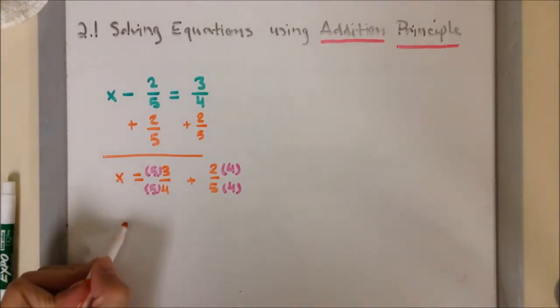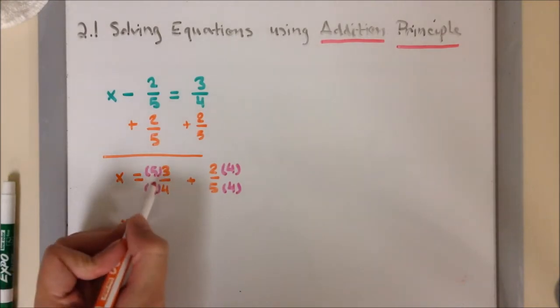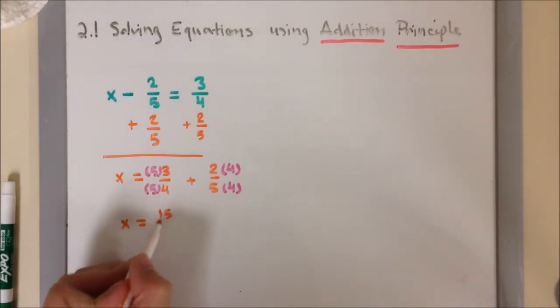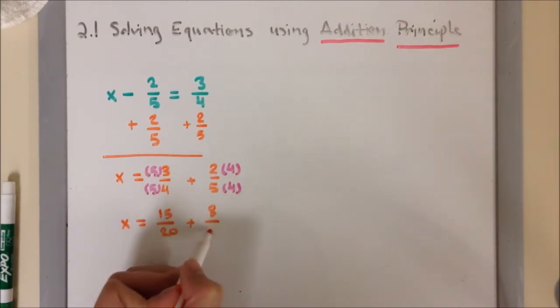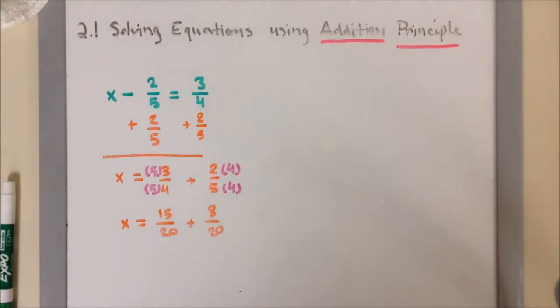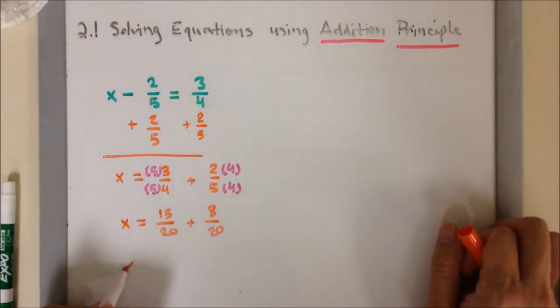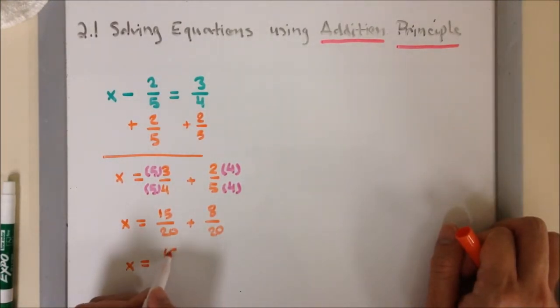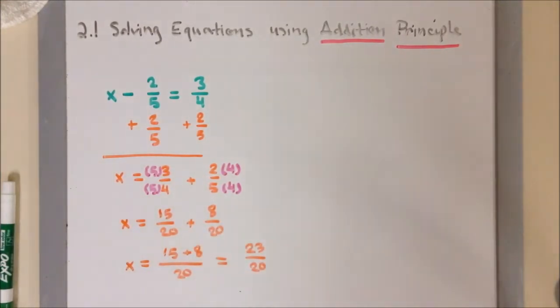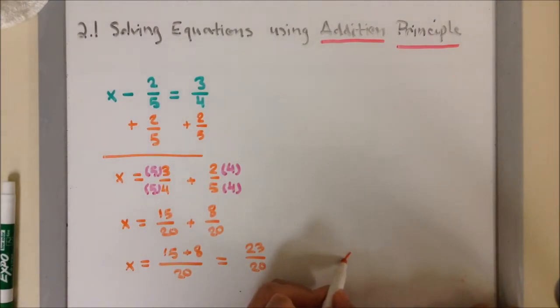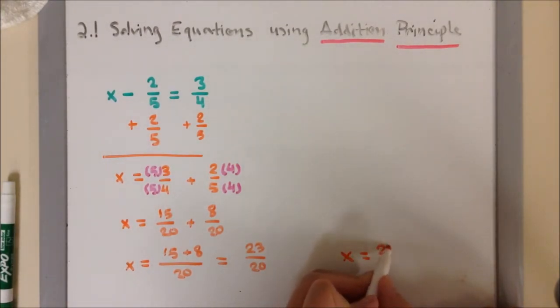When I do that, it's going to become x equals 15 over 20 plus 8 over 20. When I do that, with the same denominator, it basically means 15 plus 8 over 20, which will be 23 over 20. So it will be x equals 23 over 20.